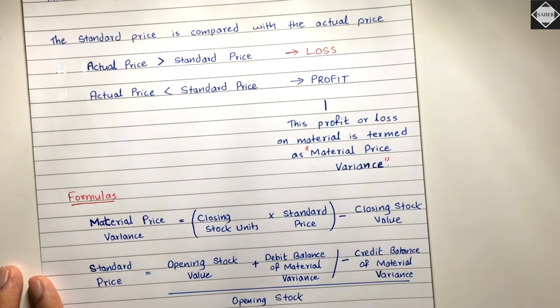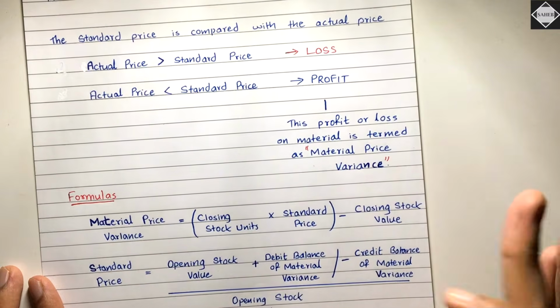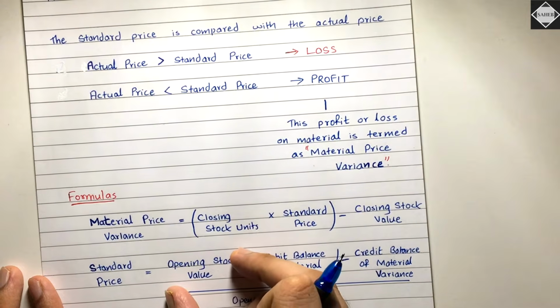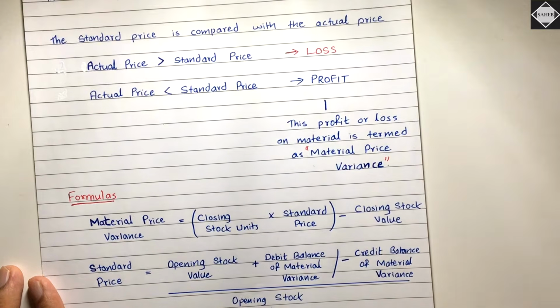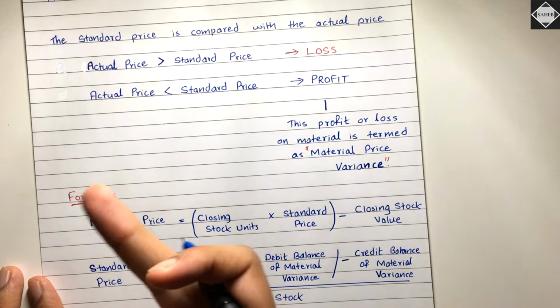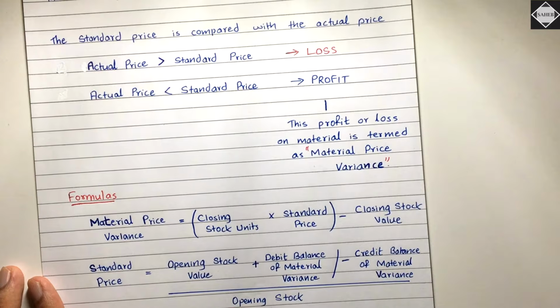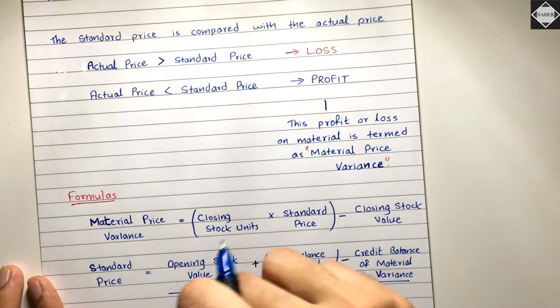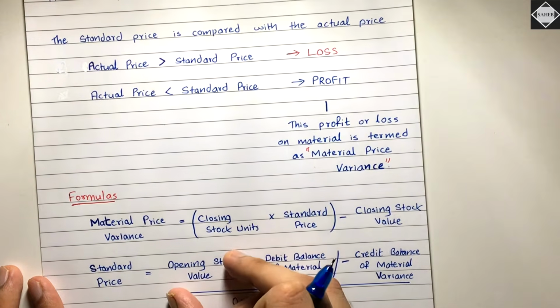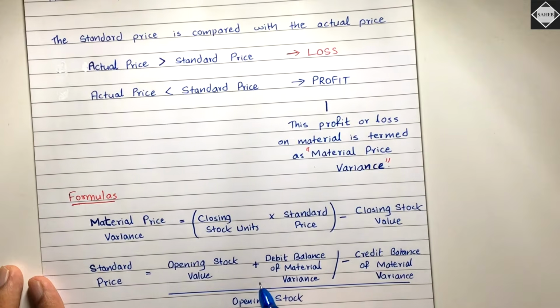First, what you have to do is take the opening stock value. Okay, it will be given to you in the question, don't worry. You will have to take opening stock value, or sometimes they give you closing stock value of the previous period, which is opening stock for the current period. Okay, so that you will take. Is that clear?